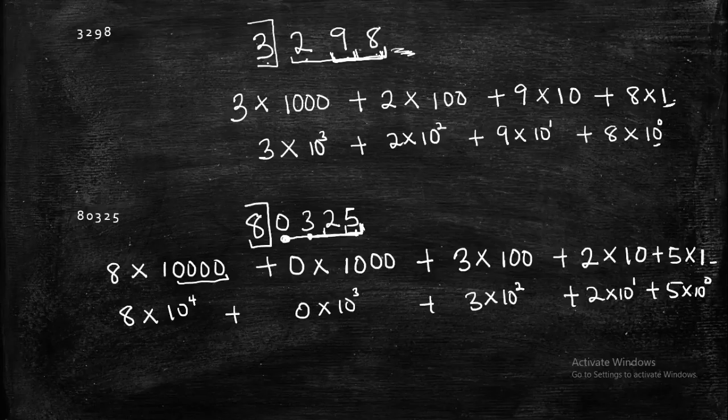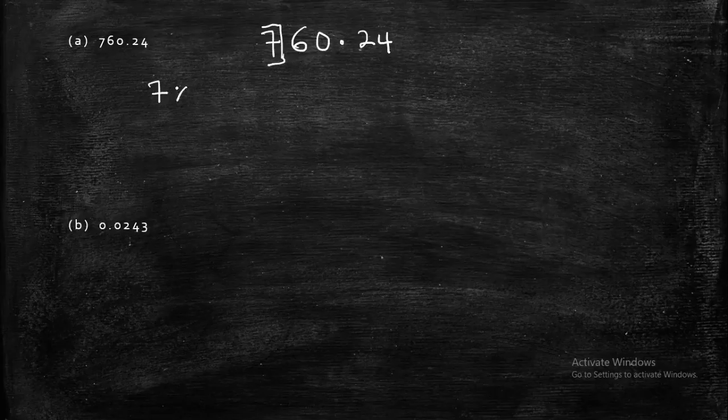As for the next numbers that have decimal points on them, this is what we have: 760.24. This is also very simple, but you need to pay attention to how I'm going to do them. So we said we are going to take out this number first. So it's going to be 7 times, how many numbers to its left? Forget about the numbers after the decimal point. So 7 times, how many zeros? 1, 2 zeros.